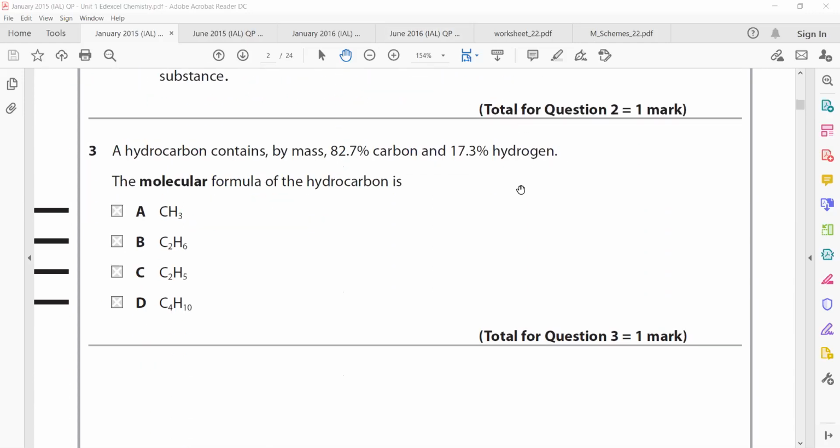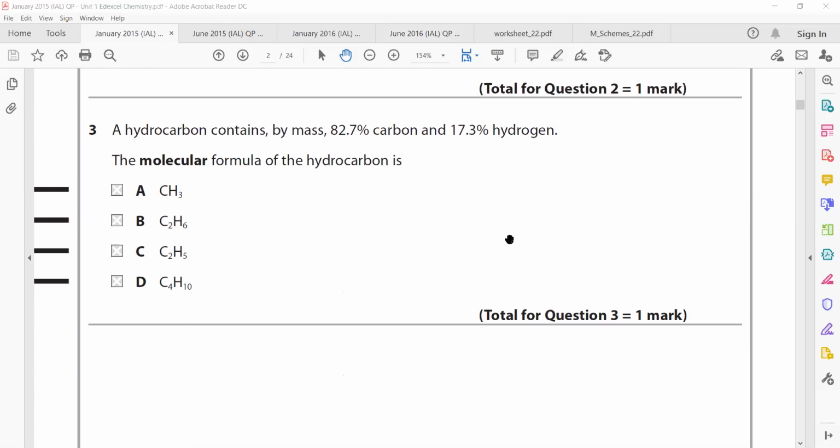Question 3. A hydrocarbon contains by mass 82.7% carbon and 17.3% hydrogen. The molecular formula? But before working out the molecular formula, we should know the empirical formula. And how to get the empirical formula? First, divide by atomic mass, because the molecular formula is a multiple of the empirical formula. So 82.7 and this one is 17.3.